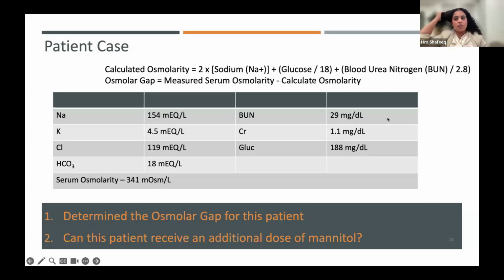And that's, of course, based on our osmolarity gap, which is 13, which is less than the threshold that we discussed. So most of you said yes. And I would say yes as well, because it's based on the trough osmolarity gap.